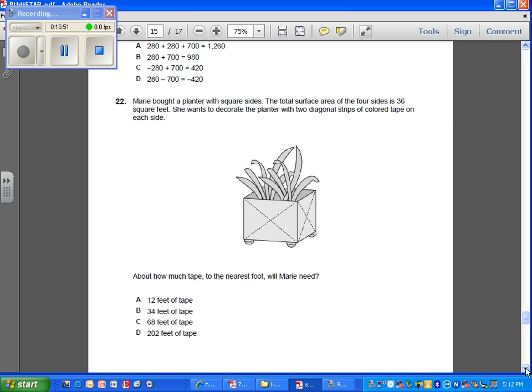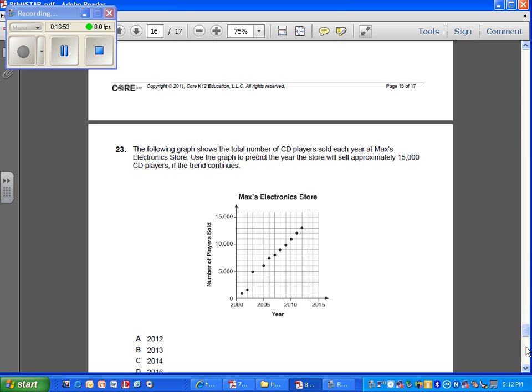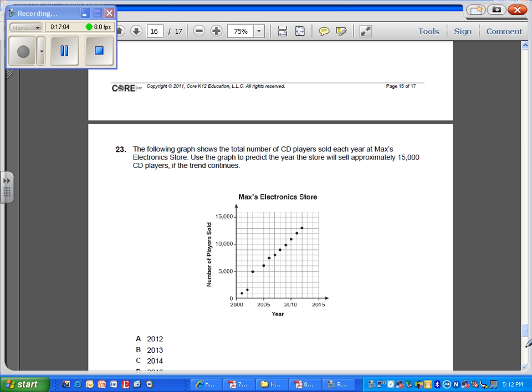Number 23, the following graph shows the total number of CD players sold each year at Max's Electronics. Use the graph to predict the year the store will sell approximately 15,000. So I'm going to use my line of best fit, which is approximately something like that. So 15,000 looks like it's going to be around 2014, and that's my answer. 15,000 is right here, so wherever that meets, that's your approximation.